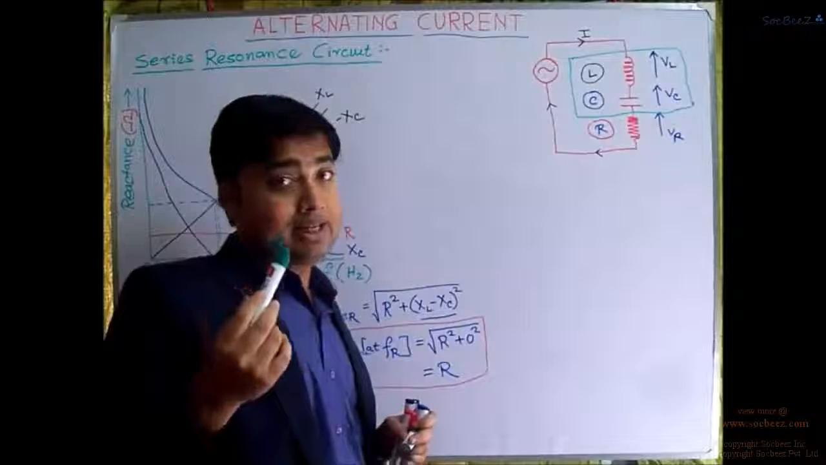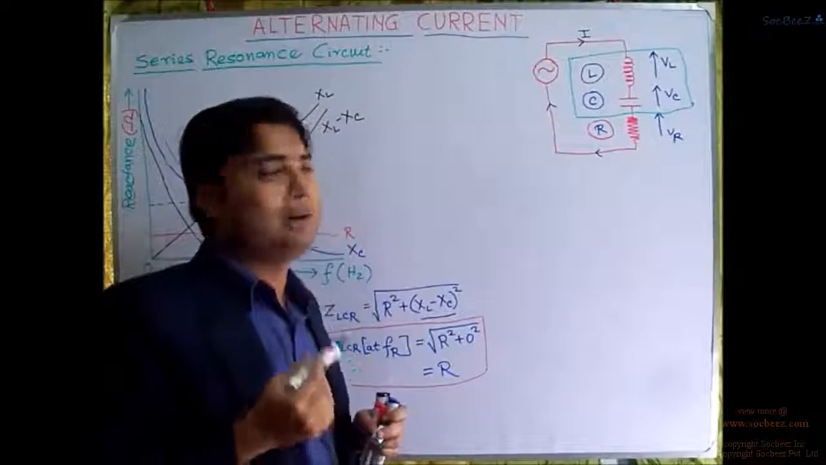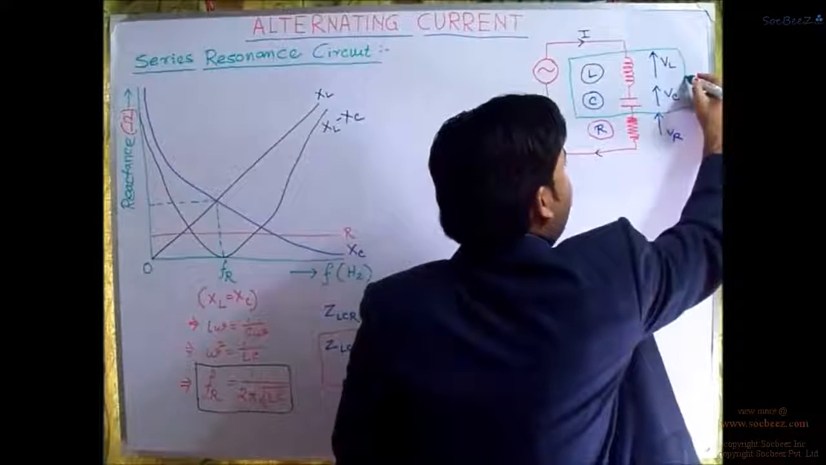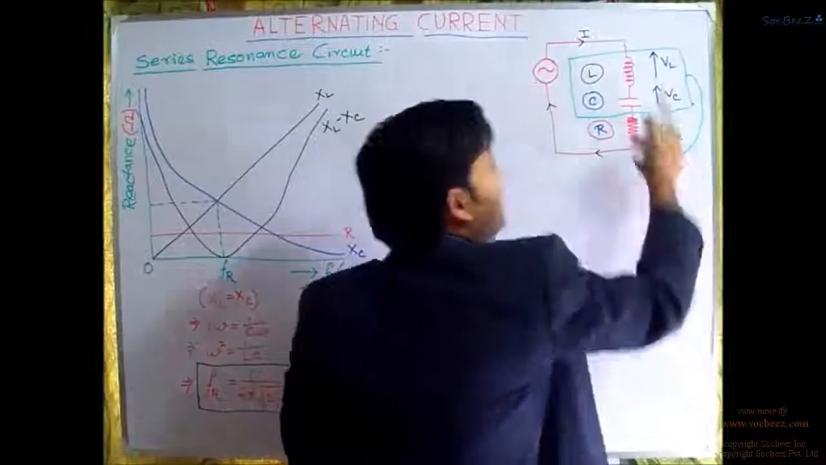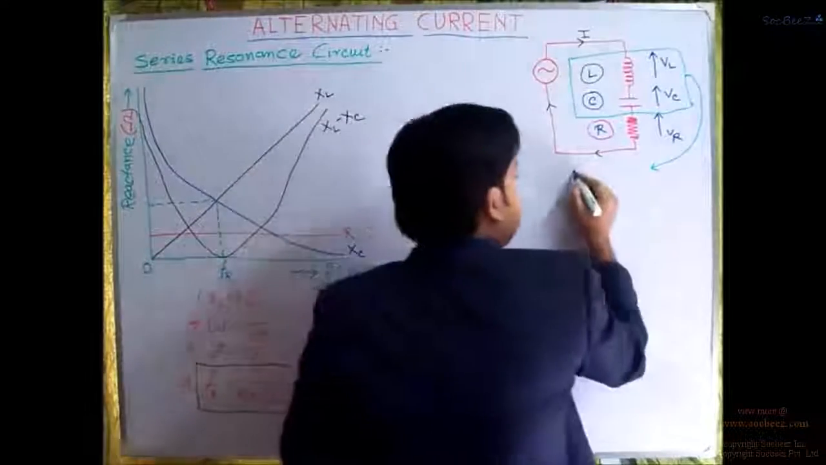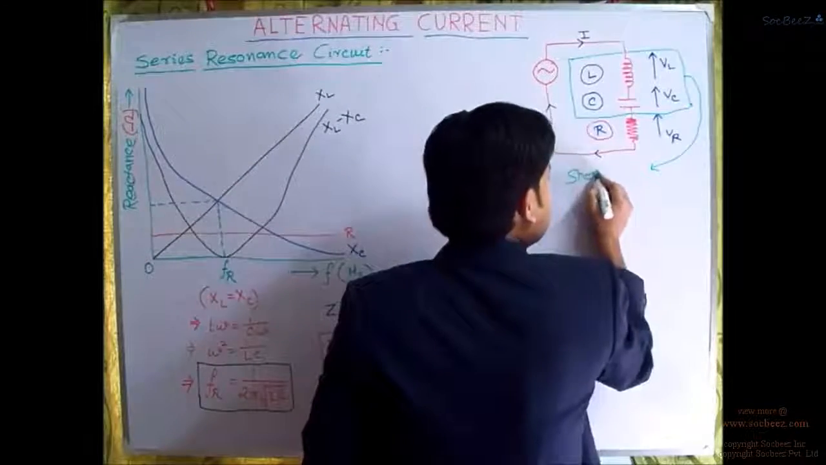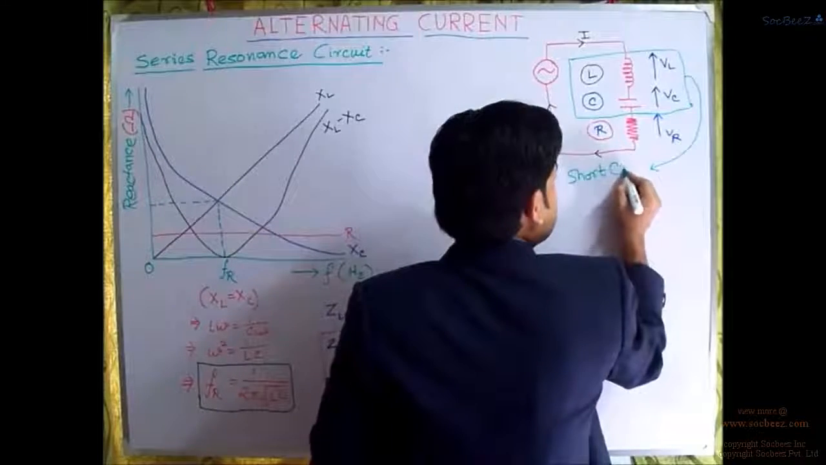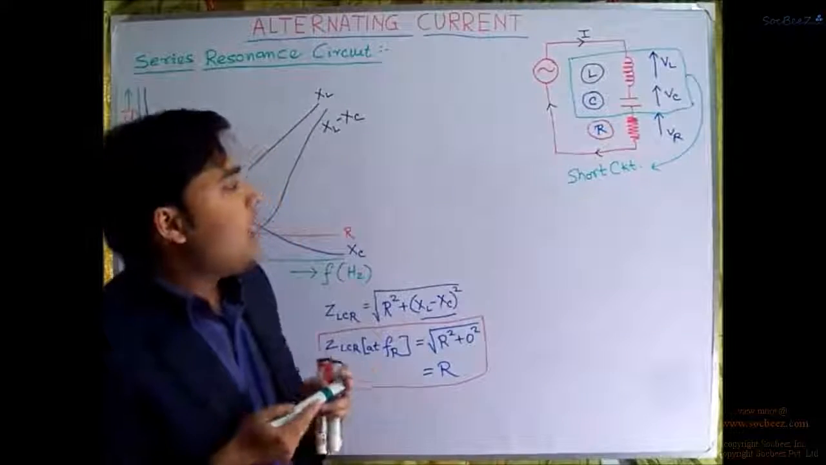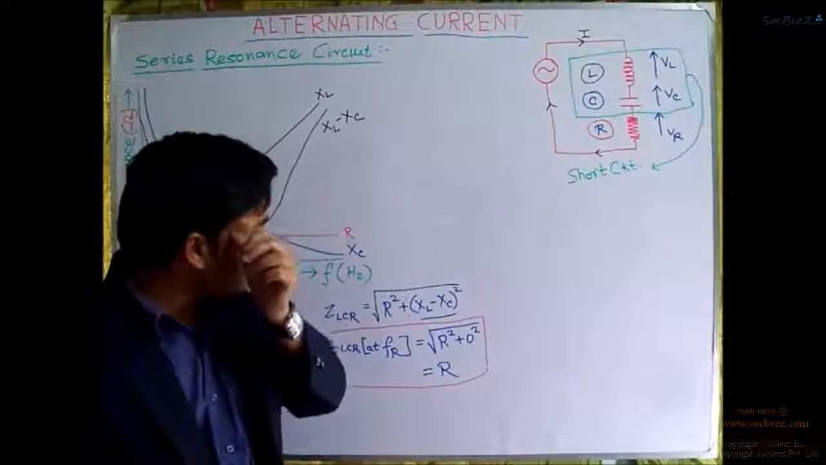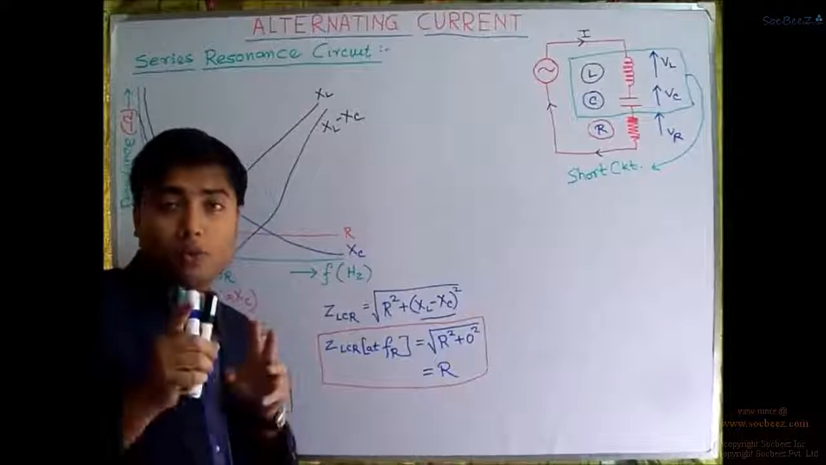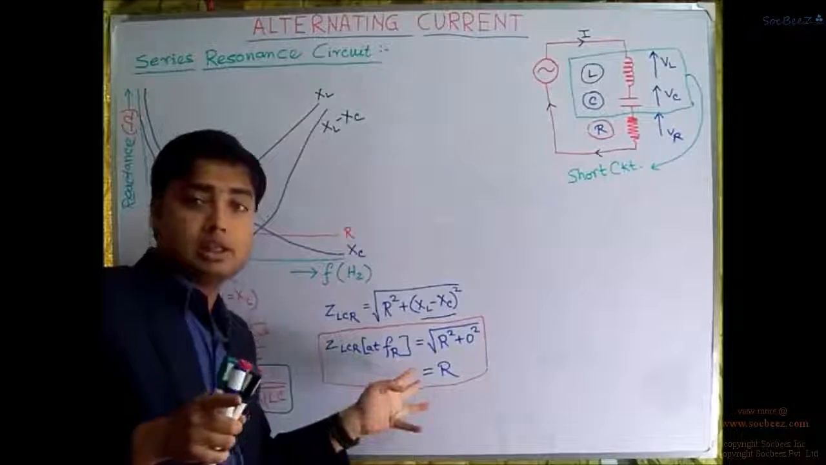And if it simply seems to have disappeared, we could say that at this particular point, within this part of the circuit, a short circuit has happened. Right? Now, over here, as we could see, the ZLC will be equal to R only at this given frequency.